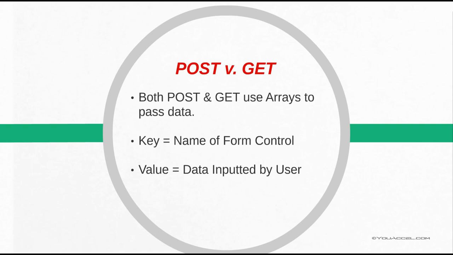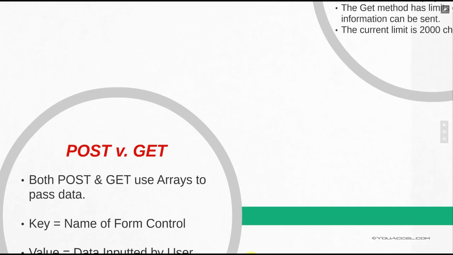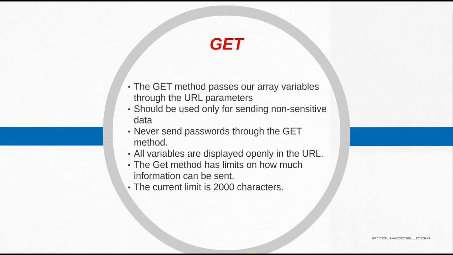There are some important points to note about post versus get before we begin. The get method passes our array variables through the URL parameter. The get method should only be used for sending non-sensitive data. Never send passwords through the get method. All variables are displayed openly in the URL. The get method has limits on how much information can be sent. The current limit is 2,000 characters.